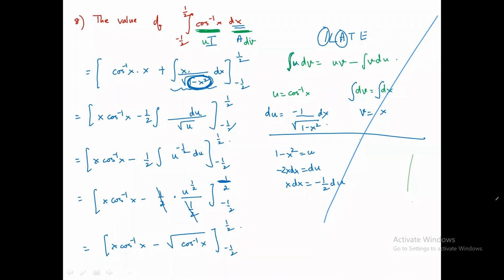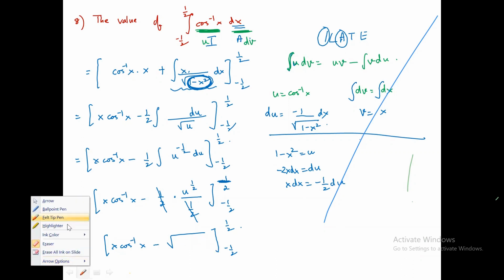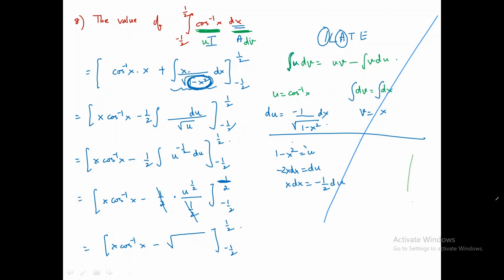Sorry, here I have said this u, whereas the u substitution is a different one. Did you notice? 1 minus x square. U is 1 minus x square. I was saying this u by mistake. So u is 1 minus x square. That means we have square root of 1 minus x square.